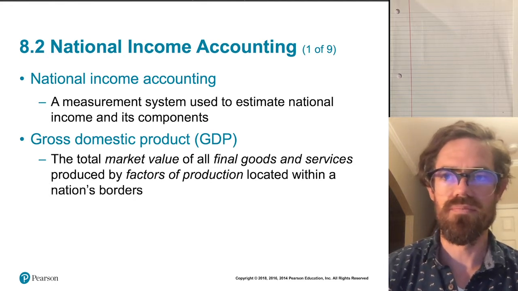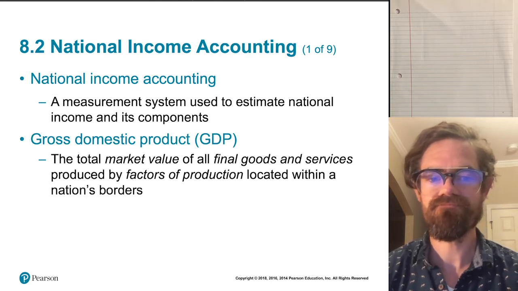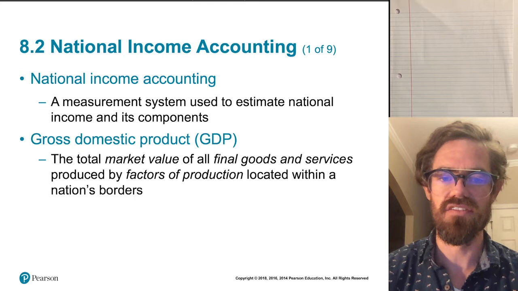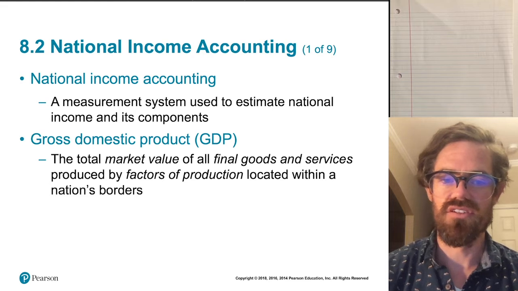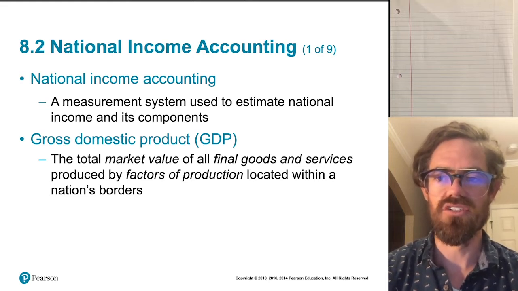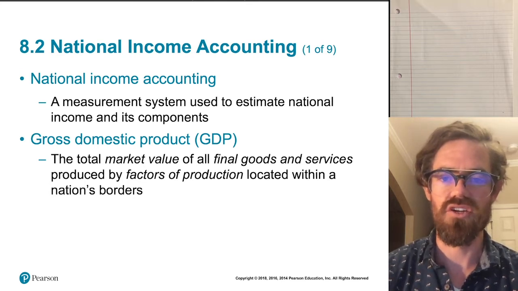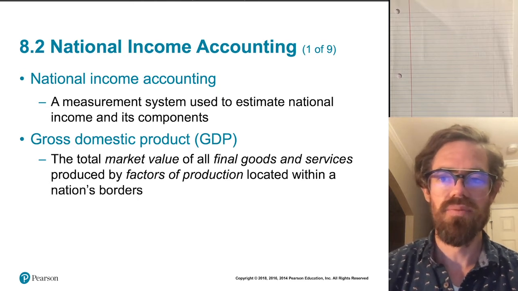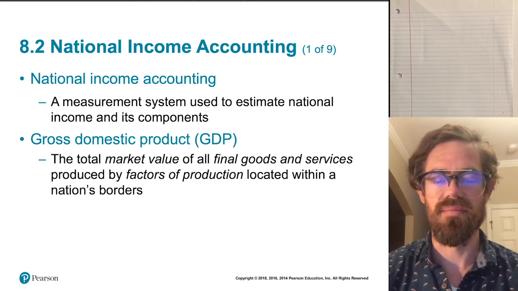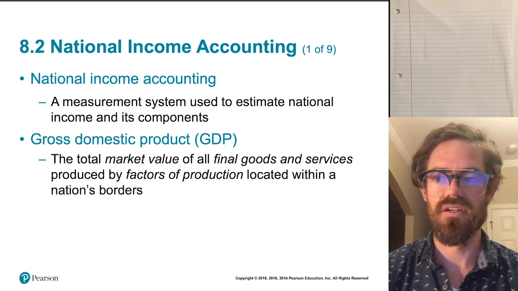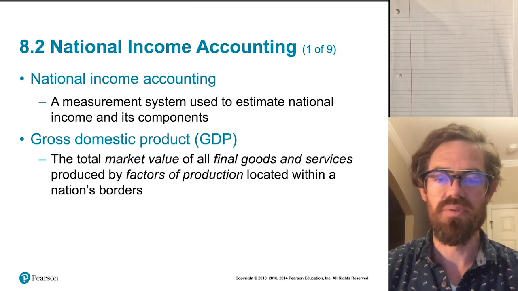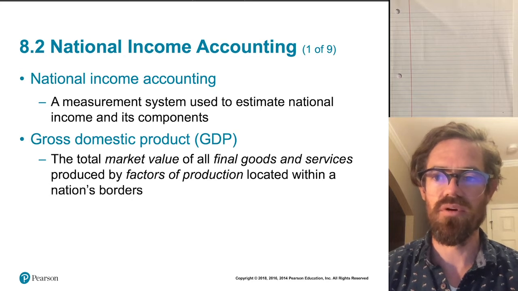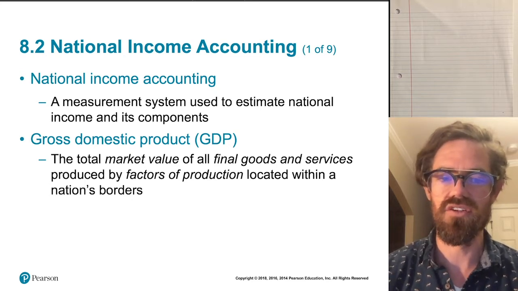So we will talk briefly about something called gross national product, and it's slightly different. It is the market value of final goods and services produced by factors of production that a country's citizens own, regardless of where they are or where the production takes place. But the most common measure of economic performance is GDP, gross domestic product. So any production that takes place within the borders of the United States is going to be part of GDP, as long as it's a final good or service.